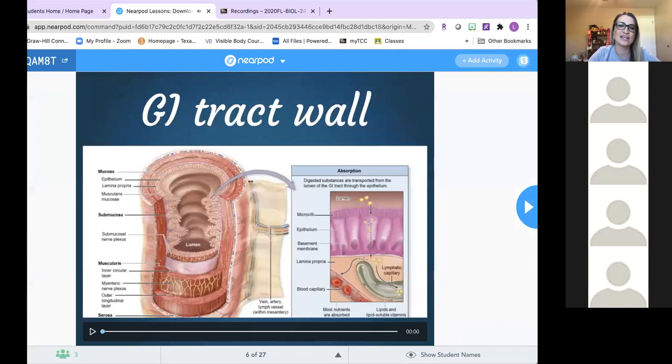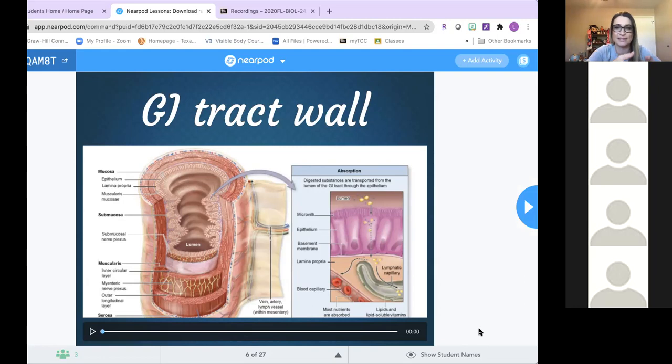All right, so let's look at the GI tract wall here. And again, for the exam, you will need to identify things that belong in the upper and lower GI tract. That's just classification types of questions. So make sure that you know what belongs where and what is actually part of the GI tract and what is an accessory structure.